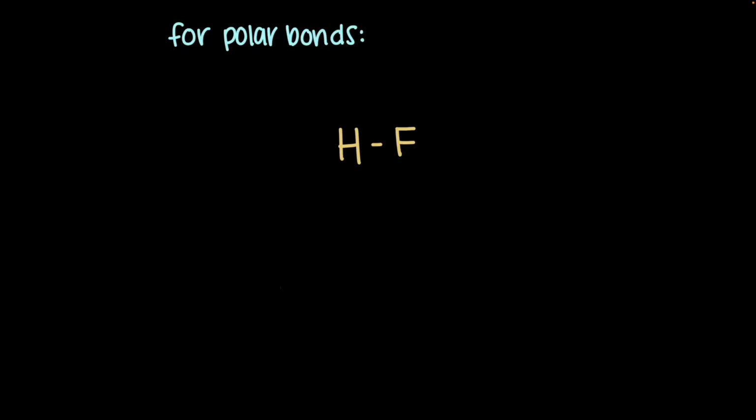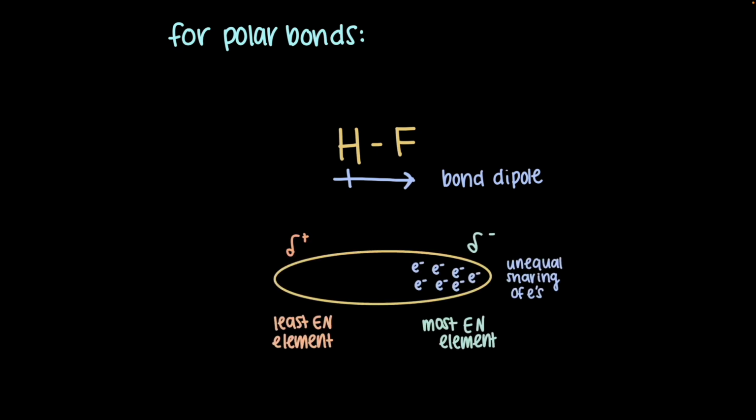When a bond is polar, we can draw a bond dipole. The arrow is called a bond dipole and shows the direction of the movement of electron density. The head of the arrow will be partially negative because this is where the electrons will be, and electrons are negatively charged. The tail of the arrow will be partially positive because electrons will be absent.